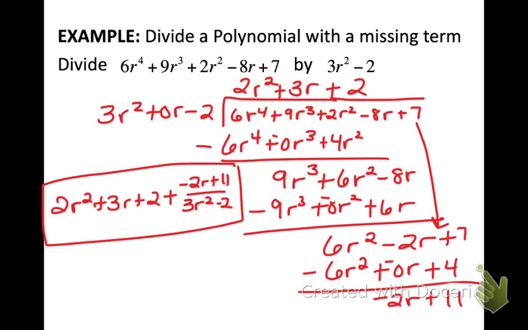Okay? So look for those gaps in both polynomials. If they are there, fill them in with a 0 and whatever the degree is that you're missing in the variable.